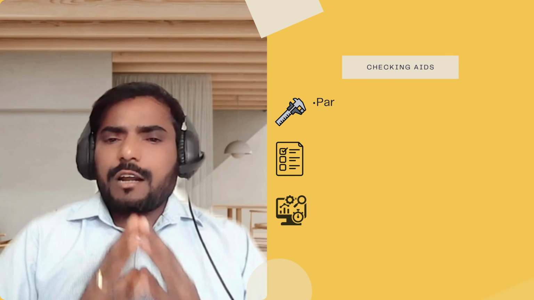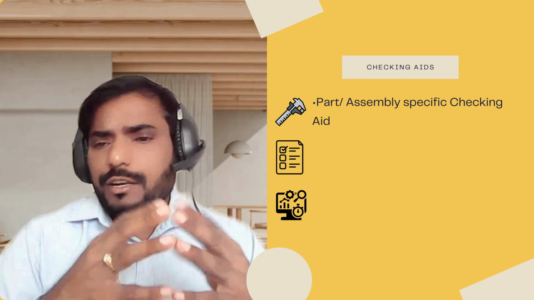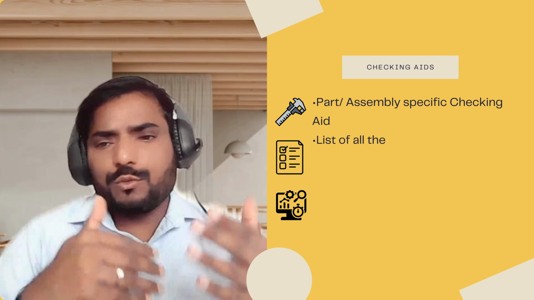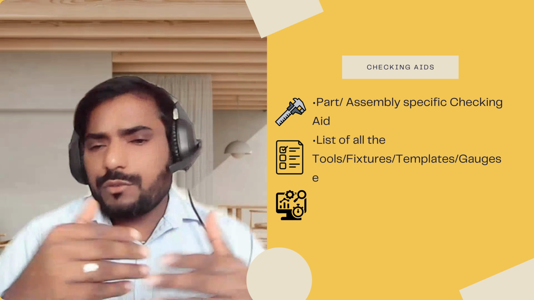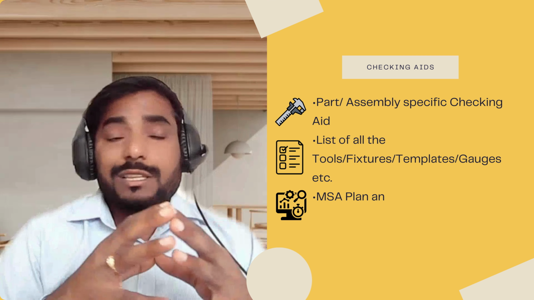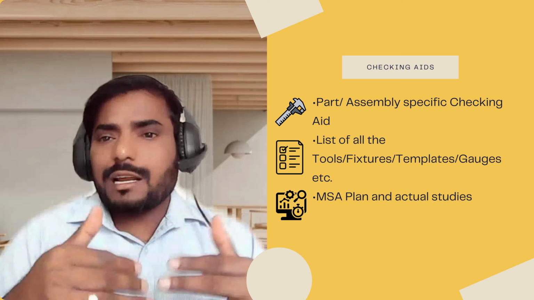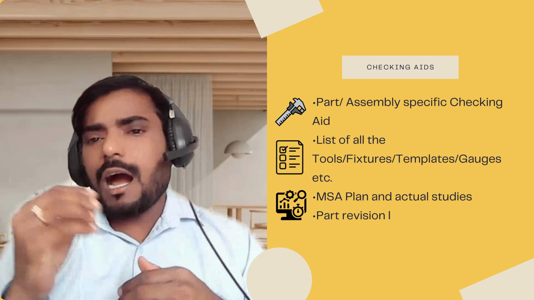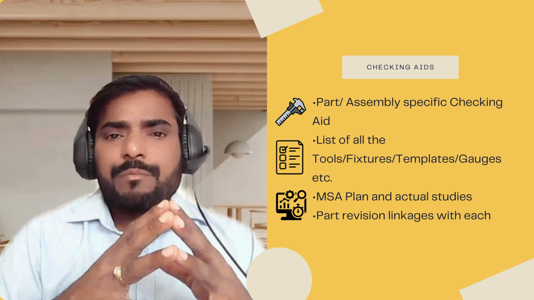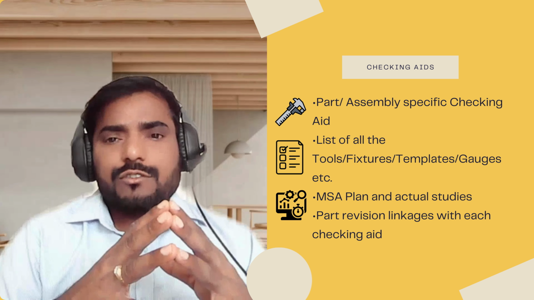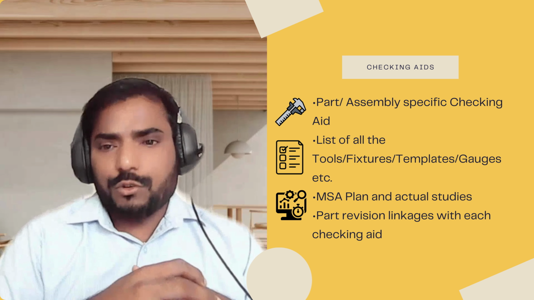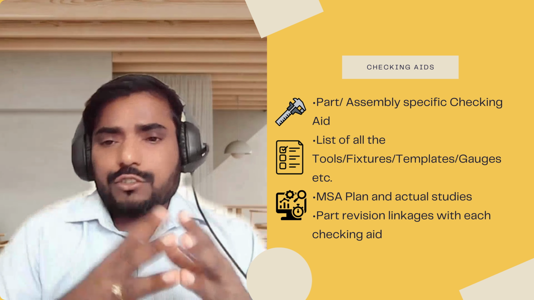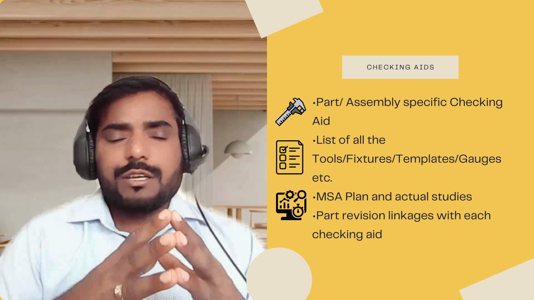Checking gates. As a part of this checking gate element, as an auditor, you should verify the list of FTG, like fixtures, tools, gauges, or different instruments. What is the MSA plan? What is the verification plan? Right. So whether all the component revisions are linked with all these instruments, because there are some modifications in the component which will have an impact on your inspection methodologies, right? So this linkage also you should verify as a part of the checking gates element.